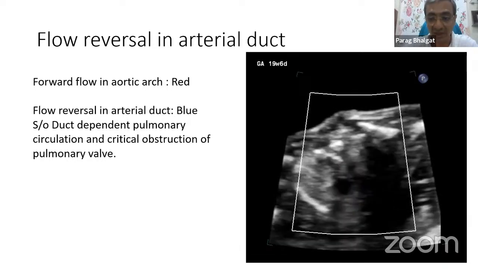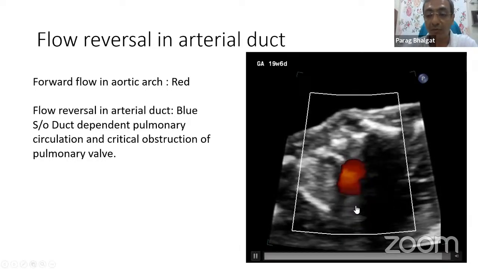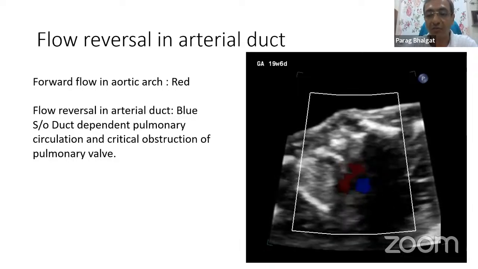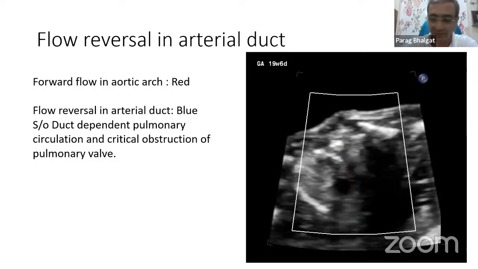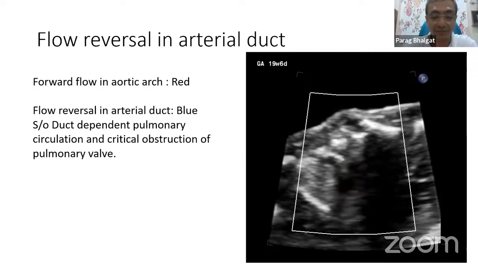This is the three vessel view. The forward flow, this is the spine. The forward flow in aorta is there, while the flow reversal in duct is there. So red flow and blue flow. The flow reversal in duct suggests critical pulmonary stenosis, trivial antegrade flow, or pulmonary atresia. So it's a duct dependent pulmonary circulation.